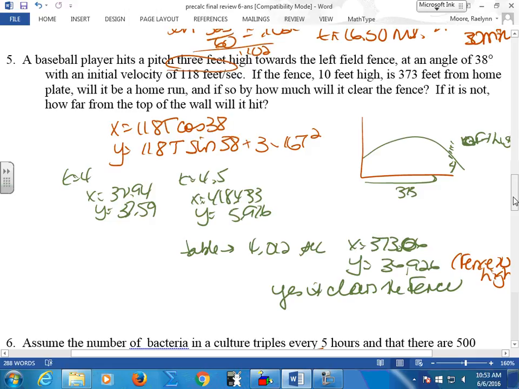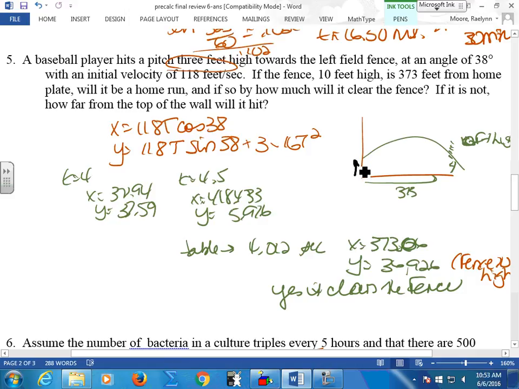Okay, a baseball player hits a pitch 3 feet high. So, in other words, when it comes to the plate, it meets where his arm is with the bat, so it's 3 feet off the ground. Huh? That's not right. Oh, the bat is 6, and then it's question 3. Oh, am I missing some questions? No, because here says 5, but that was 8. Okay. So he's actually standing with his hands at bat, so that's 3 feet off the ground here.